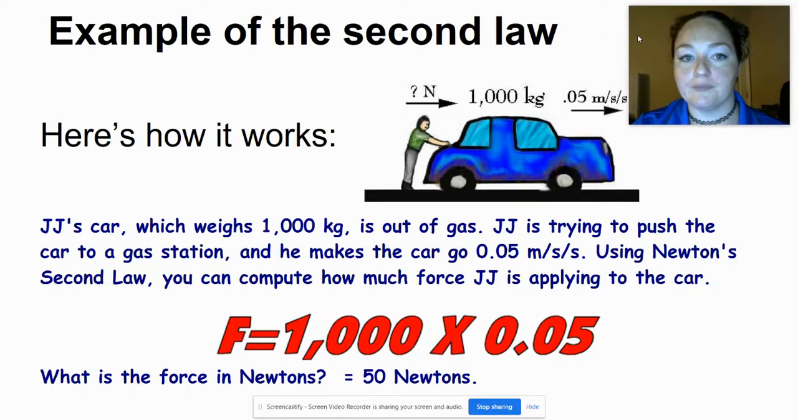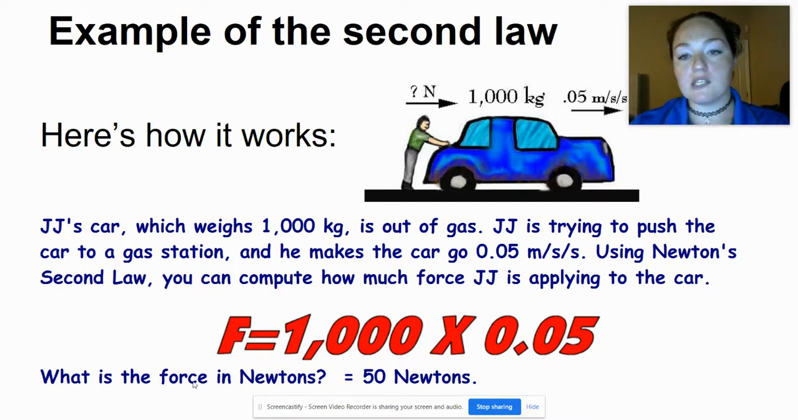Let me move my head. Okay, so here's how it works. JJ's car, which weighs 1,000 kilograms, is out of gas. JJ is trying to push the car to a gas station, and he makes the car go 0.05 meters per second squared. Using Newton's second law, you can compute how much force JJ is applying to the car.